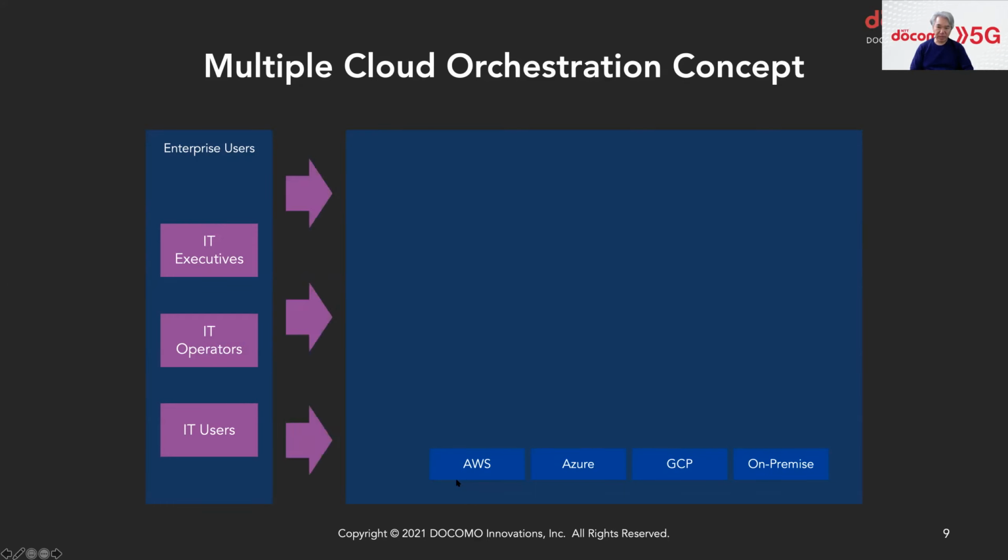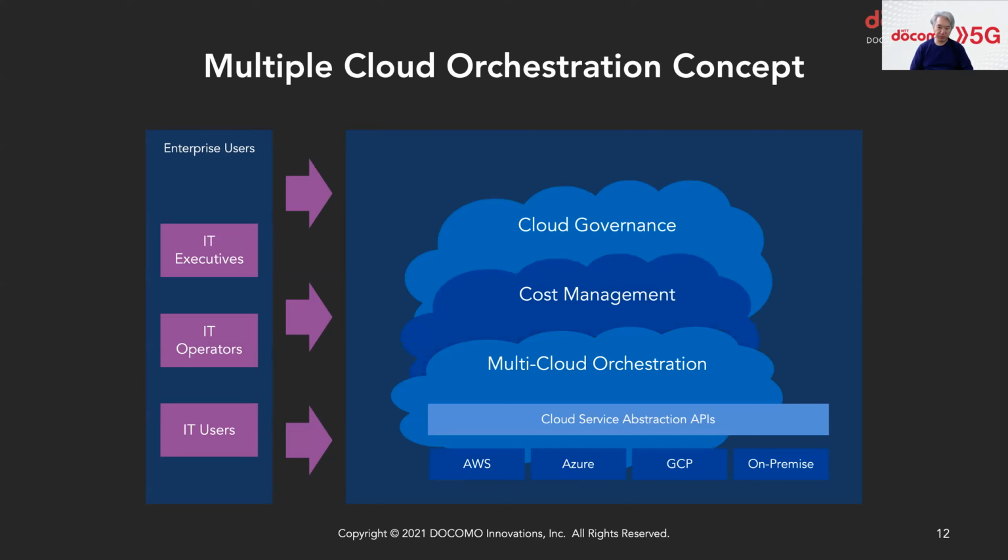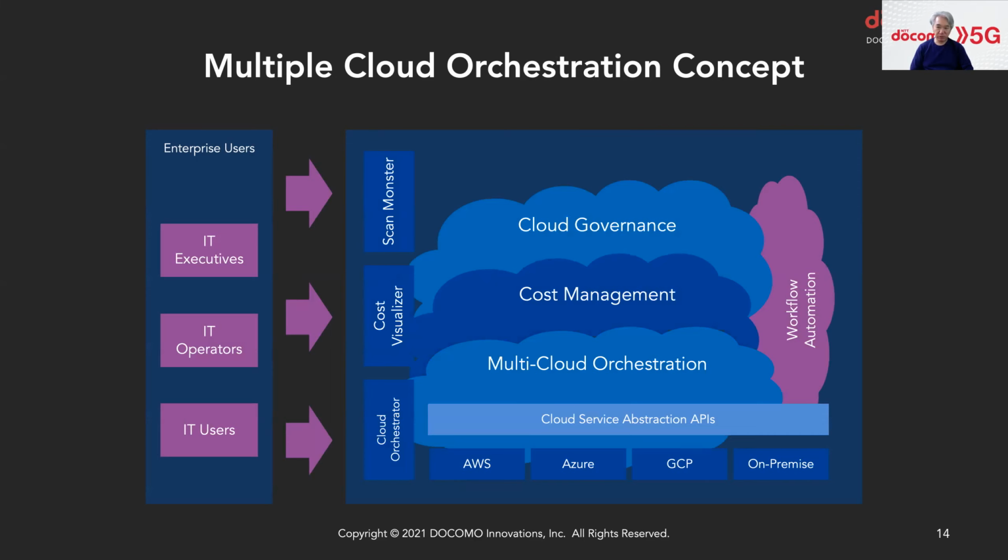And in order to access the cloud, we need multiple cloud orchestration for usability and cost management. Actually, we are spending $1 million per month on cloud infrastructure, and then cloud governance and workflow automation to integrate those pillars. And this is what we think about a multiple cloud orchestration concept.